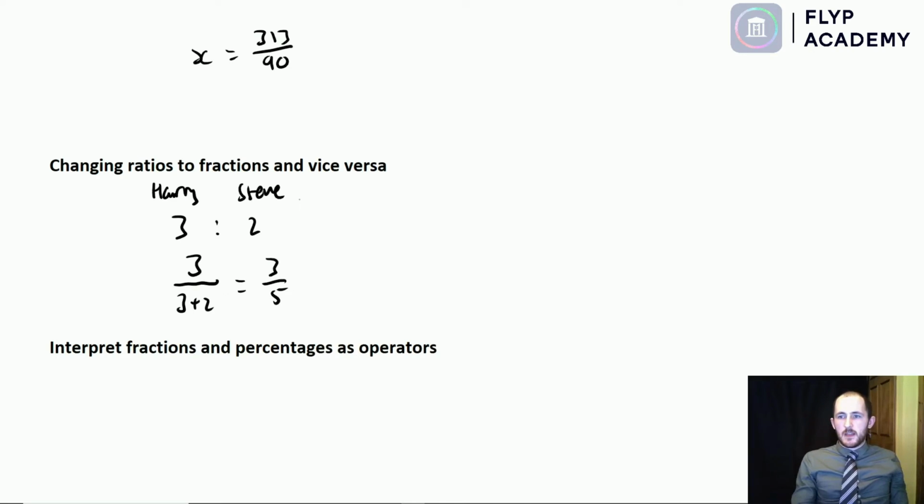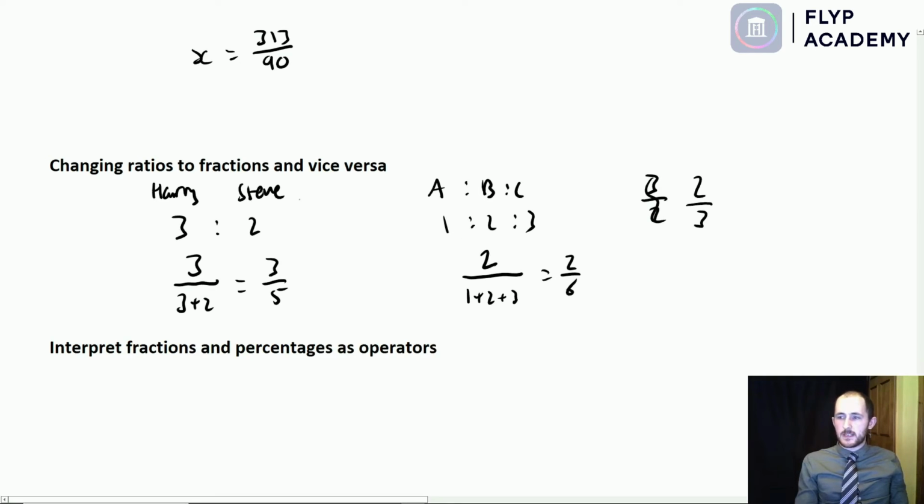Okay, easy. Now, if there's 3 people, so A to B to C, and it's 1 to 2 to 3, for example, let's say we wanted the fraction of B, we would take the number we're interested in, B, and then add all of the other sides. And that's it. Likewise, you should be able to do this backwards. So for example, you should recognize that 2 over 3 is going to be a ratio of the 2 that we're interested in, and 2 plus what gives me 3? 1. 2 to 1. Simple as.